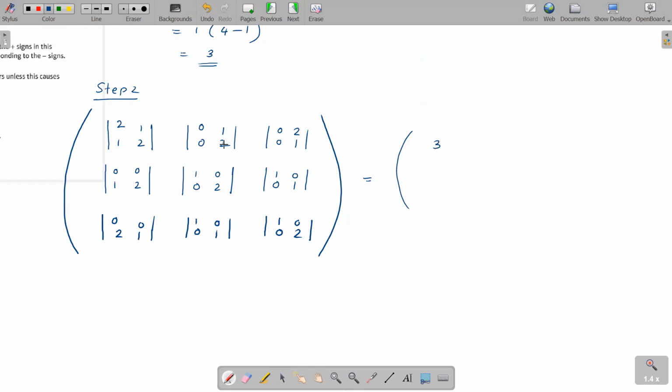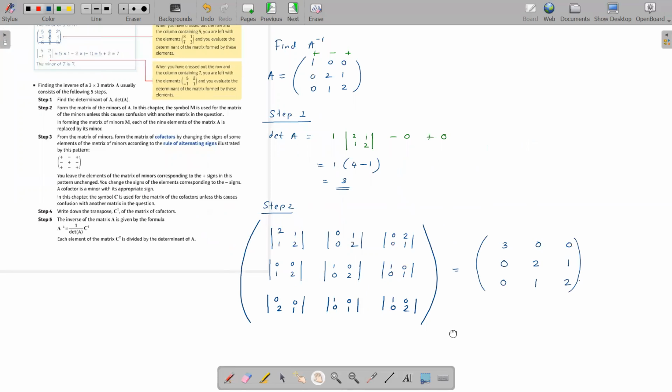Next one. 0 into 2 is 0. Minus 0 into 1 is 0. Next one. 0 into 1 is 0. 0 into 2 is 0. 0 into 2 is 0. 1 into 0 is 0. 1 times 2 is 2. Minus 0. That's 2. 1 times 1 is 1. Minus 0. 0 into 1 is 0. 2 into 0 is 0. 1 times 1 is 1. 0 minus 0. 1 times 2 is 2. Do you see? This is the matrix of minors.